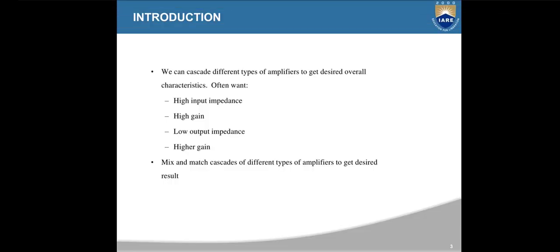Cascade amplifier. Introduction. We can cascade different types of amplifier to get desired overall characteristics. Often we want high input impedance, high gain, and low output impedance. Mix and match cascades of different types of amplifier to get desired results.